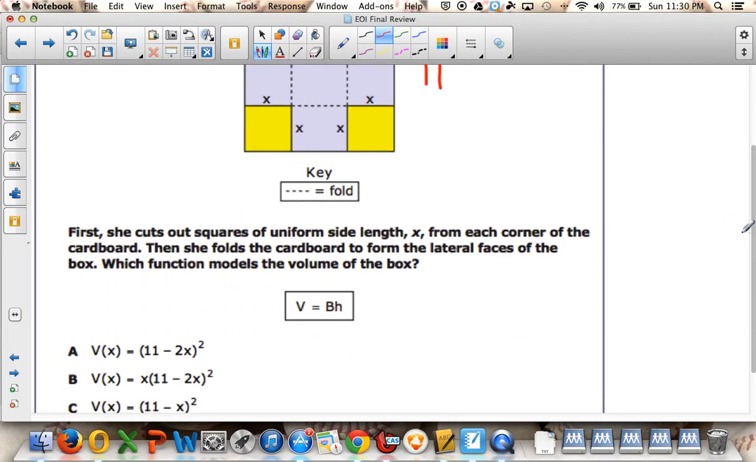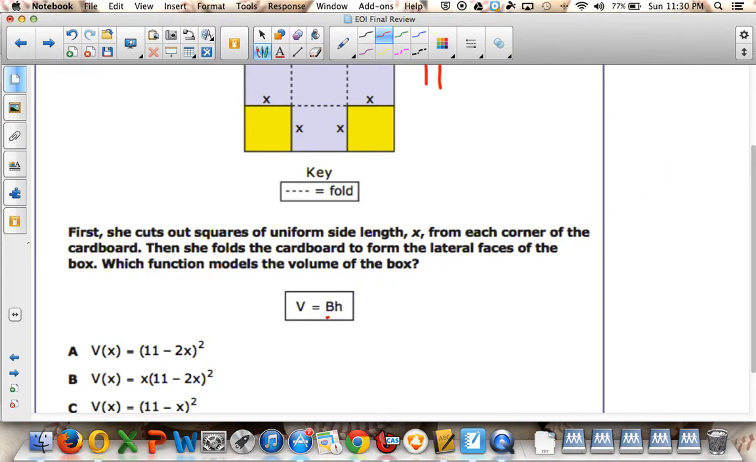First, she cuts the square of uniform side length x from each corner of the cardboard box. Then she folds the cardboard to form the lateral faces of the box, which function models the volume of the box. Remember, volume right here, it says base times height.